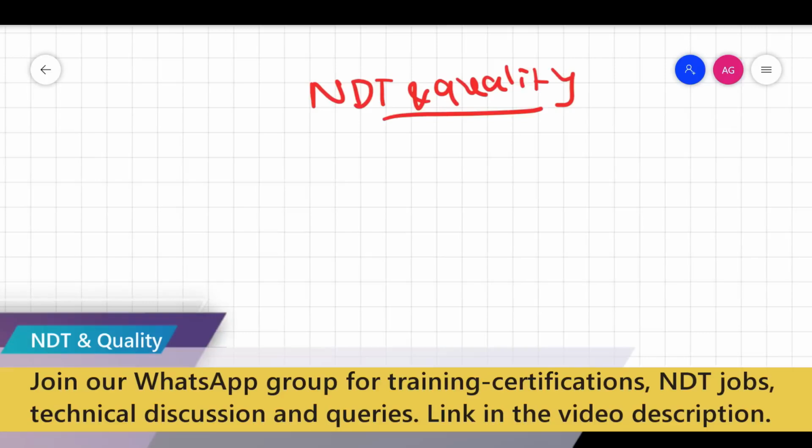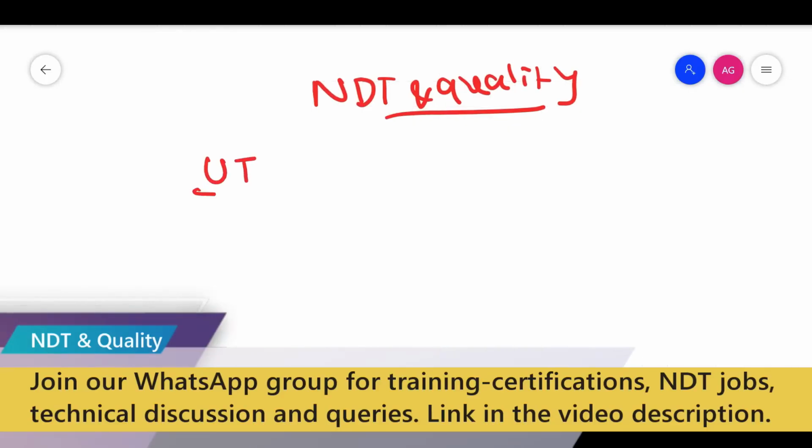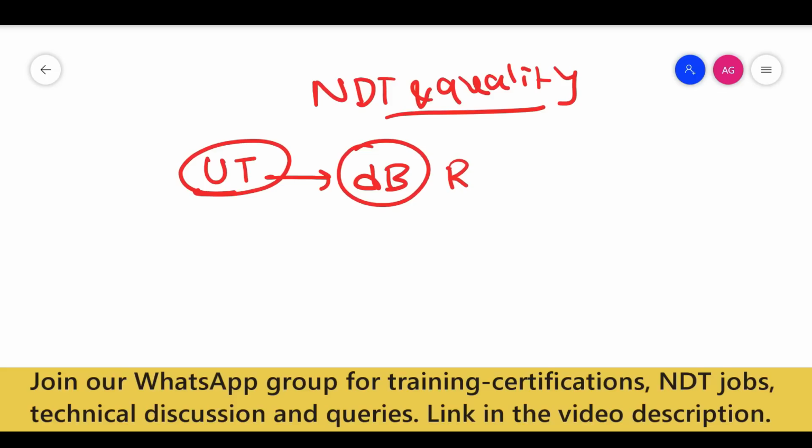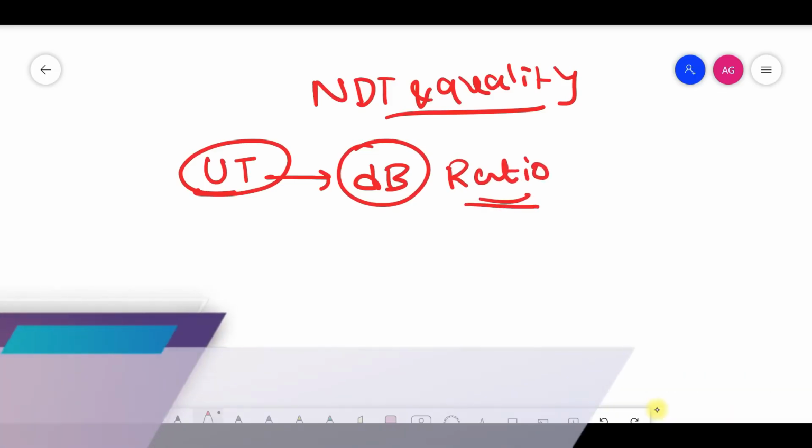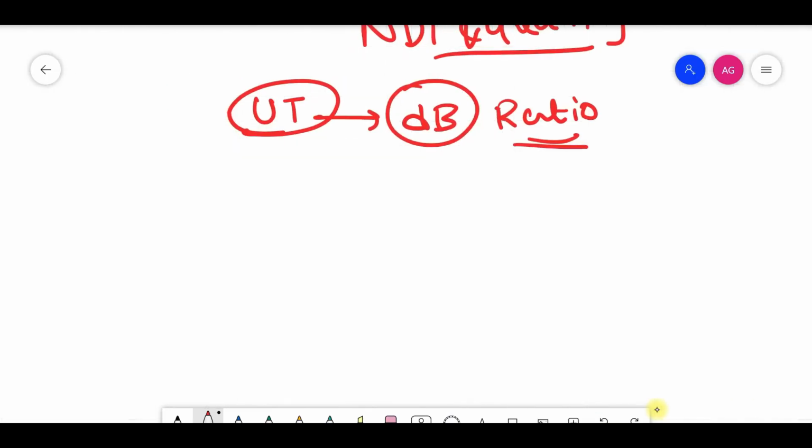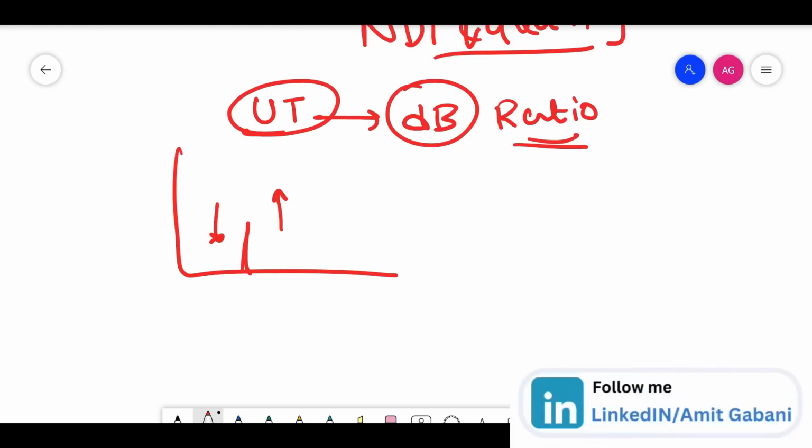So friends, in today's video, we are going to see dB related calculations in ultrasonic testing, and in this, we will specifically see how the dB ratio works. Then you will have an idea that as soon as you get any echo on your screen, if you increase the dB, its height will increase, and if you decrease the dB, the height will decrease. What is the logic behind this, and how do you increase or decrease the dB on the screen? In which ratio does the height of this echo go down or up?